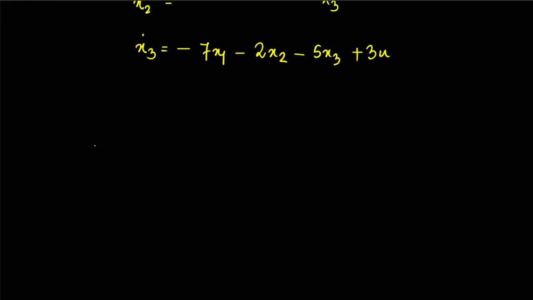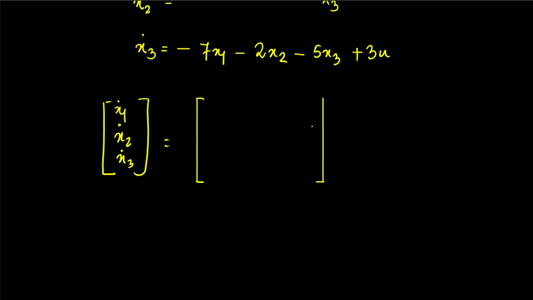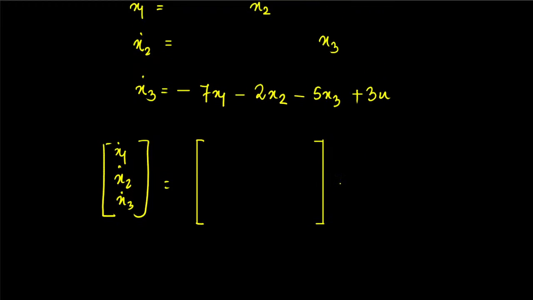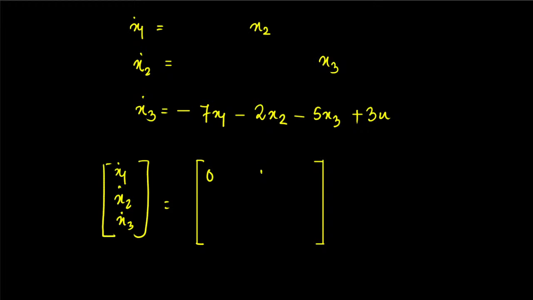So taken together, these differential equations simply become x1 dot, x2 dot, x3 dot equals the matrix with rows 0, 1, 0; 0, 0, 1; and -7, -2, -5, multiplied by x1, x2, x3.